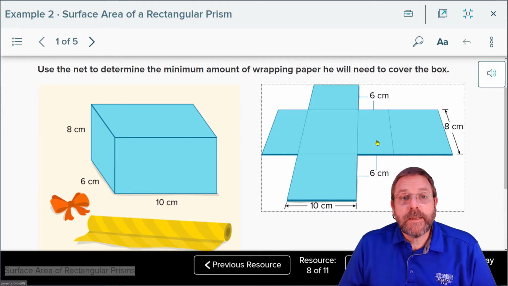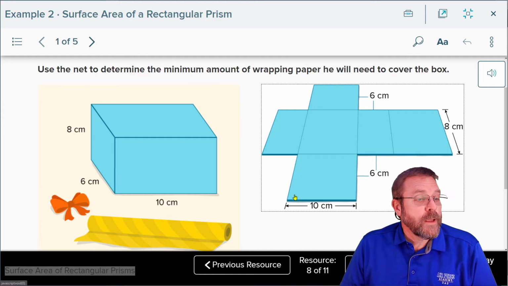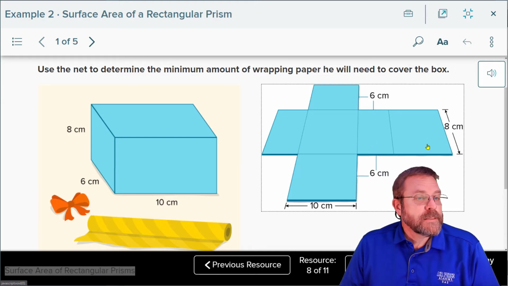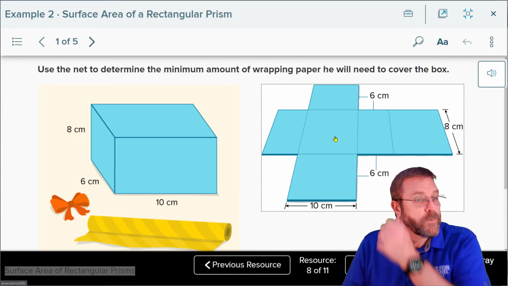He has created his net to where he's got a total of 6 sides. 2 of the sides are going to be 10 centimeters by 6 centimeters. That's this side and this side. 2 of them are going to be 8 centimeters by 6 centimeters. That's this one and this one. And 2 of them are going to be 8 centimeters by, and what would that match? It would match the 10 centimeter side here, and that's going to be this one and this one right here.